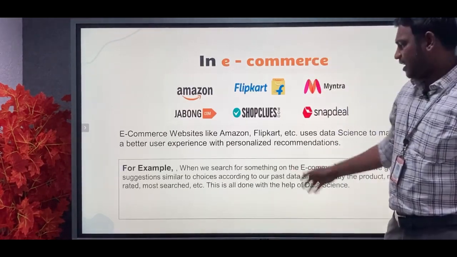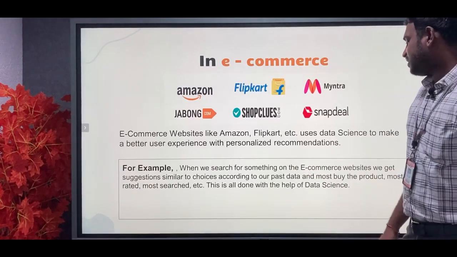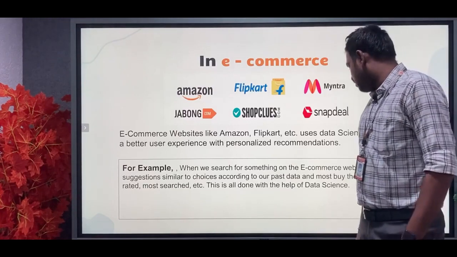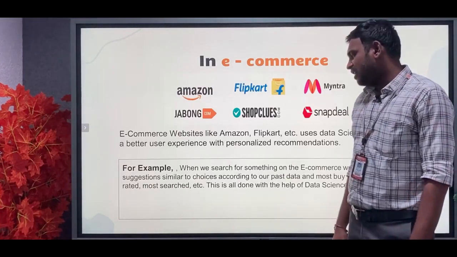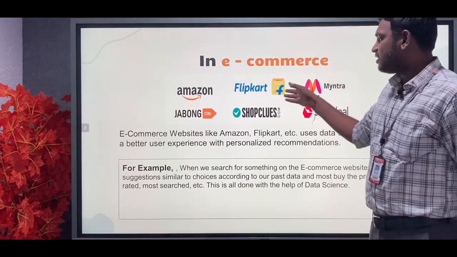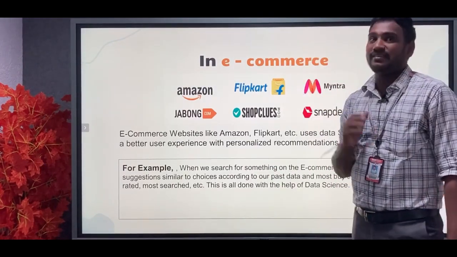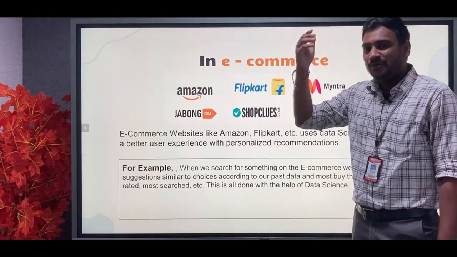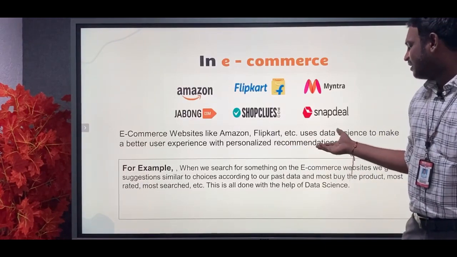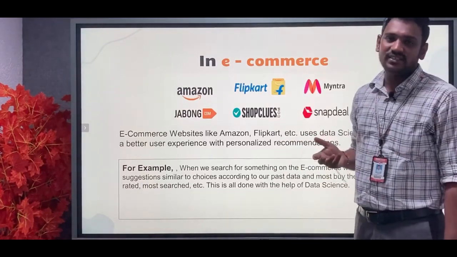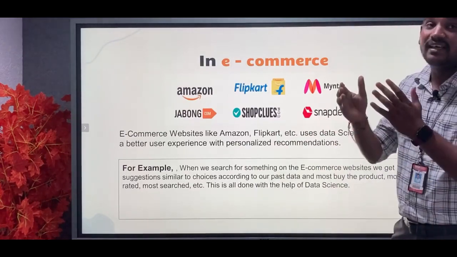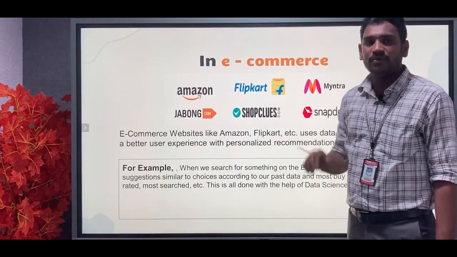Here is one more example for you. When we search for something on an e-commerce website, we get suggestions similar to our choice according to our past data, and most bought, most rated, most searched products, etc. So when we are using online shopping, they are suggesting something, tempting us to purchase something based on our history, based upon our ratings, etc. So this is because they analyze our historical data, that's why they are proposing that product.